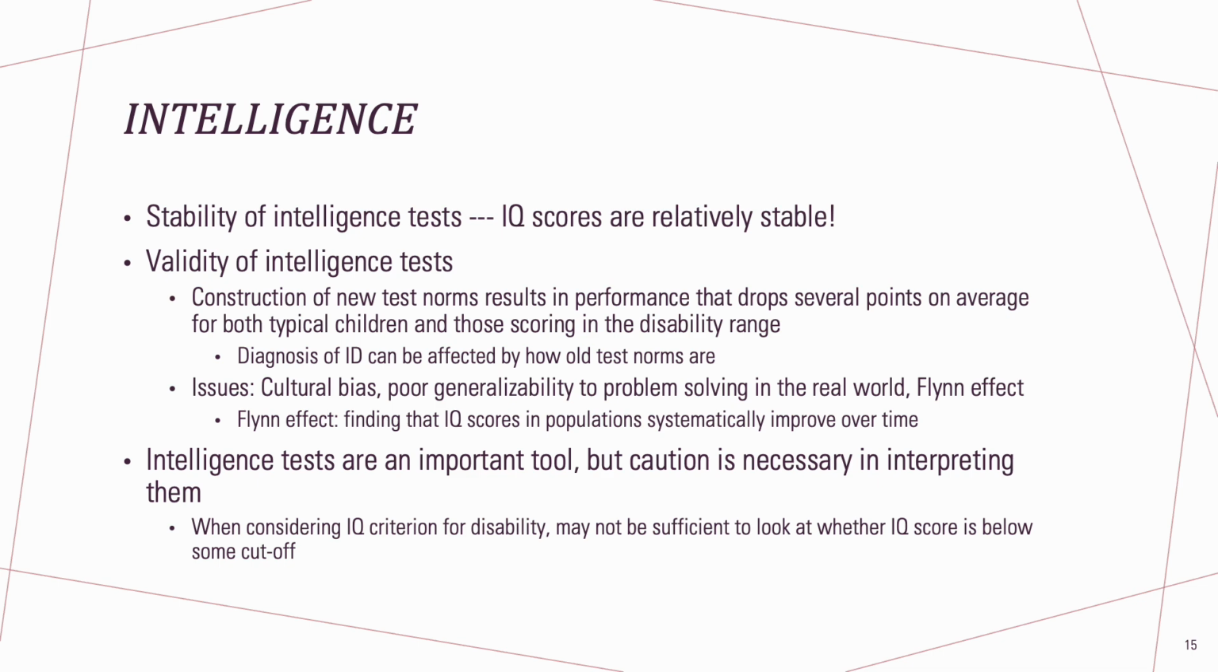But nonetheless, we know that intelligence tests are an important tool, but we need to remain cautious in how we are interpreting these tests and making sure that we're not making blanket assumptions about people who score one way or another on an IQ test. So especially when we're considering the IQ criterion for disability, we know that it's not sufficient to just look at IQ. We also need to look at impairment and how this individual is functioning in different aspects of their lives.